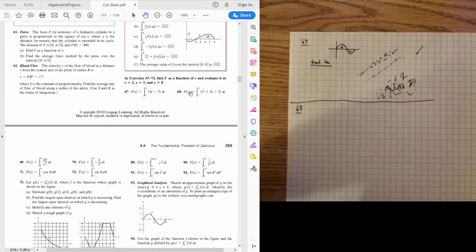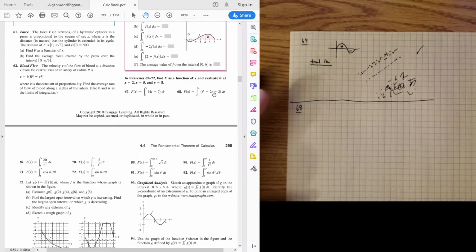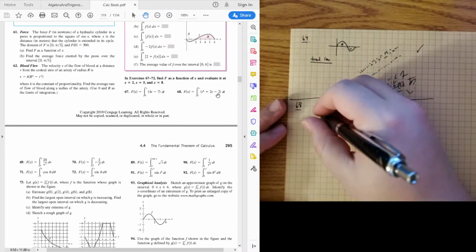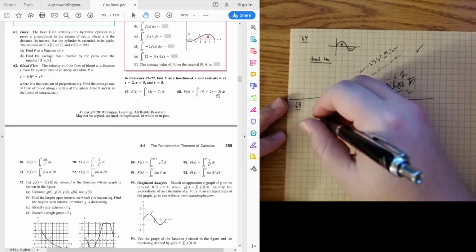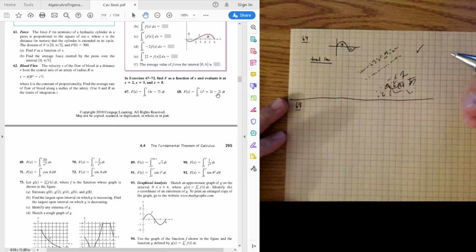Okay, 68. In exercises 67 through 72, find f as a function of x and evaluate it at x equals 2, x equals 5, and x equals 8. Okay, so 68. First part, find f as a function of x. This is possible through the second fundamental theorem of calculus.